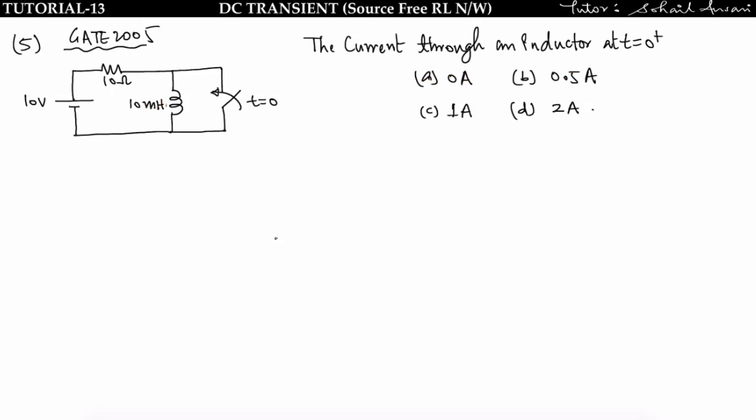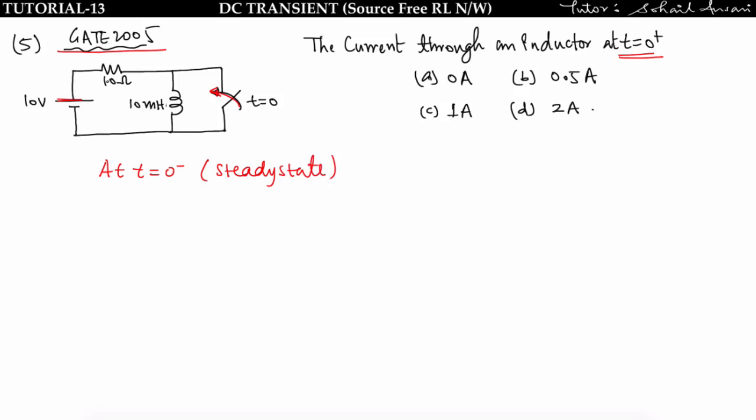Let's look at this problem. This has been asked in GATE 2005. We have to find the current through an inductor at t is equal to 0 plus. See, at t is equal to 0, this switch is closed. Before that, at t is equal to 0 minus, this switch is open and this 10 volt source is connected with the RL network, which means this is at steady state, right? The network is at steady state. Why?